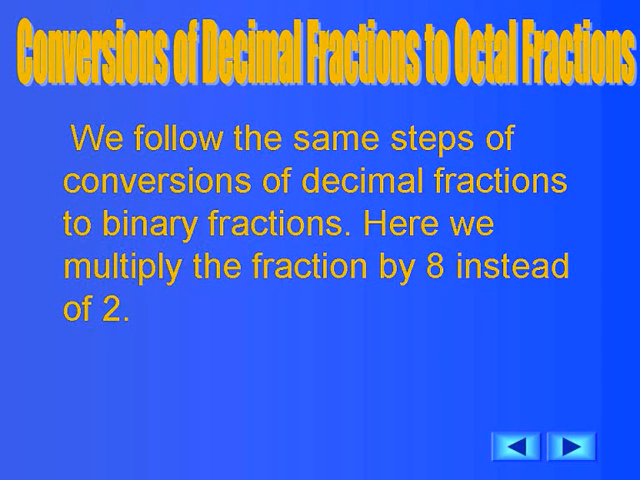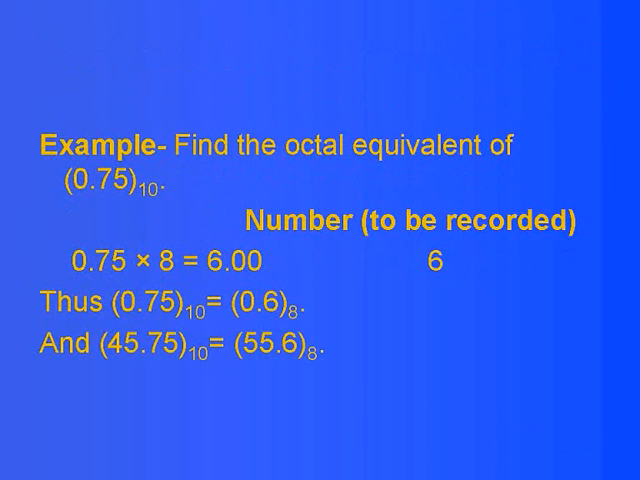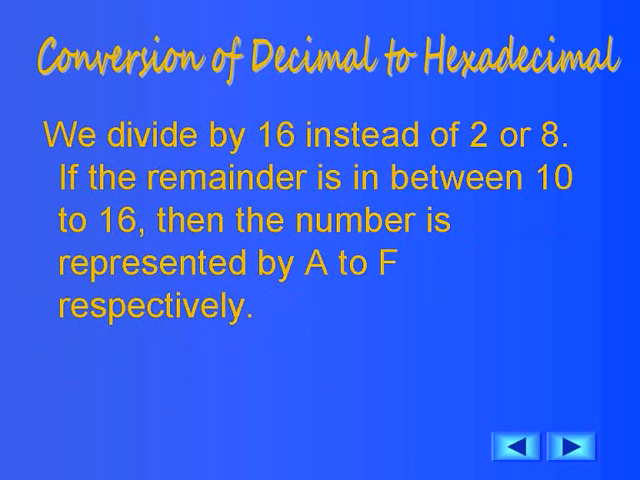Conversion of decimal fractions to octal fractions. We follow the same steps, that means multiplying by 8 instead of 2. So find the octal equivalent of 0.75. Start multiplying by 8, we get 6.00. So record 6. Here, since the fractional number is 0, there is no need of multiplying further, hence 0.75 is equivalent to 6. Hence the number 45.75 is written as 55.6.